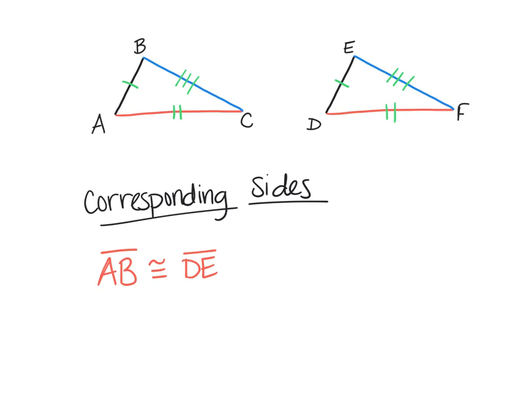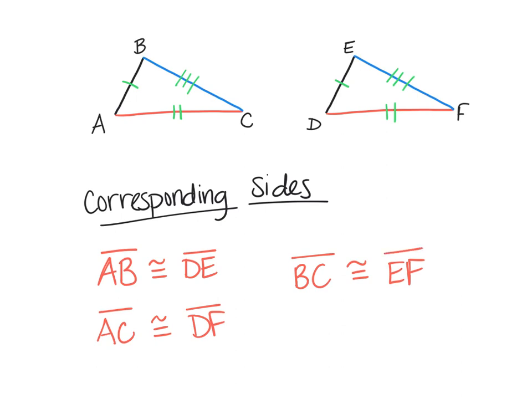Another side, let's do the red side along the bottom. So that would be AC is congruent to side DF. And then finally the blue side is side BC is going to be congruent to EF. So that covers corresponding angles and corresponding sides. So if you know two shapes are congruent, you'll be able to pick out the angles that correspond with each other and the sides that correspond with each other.